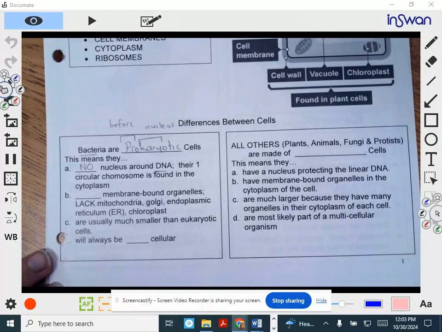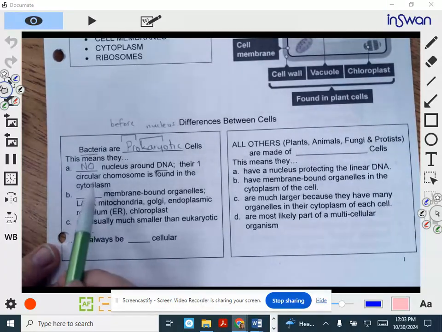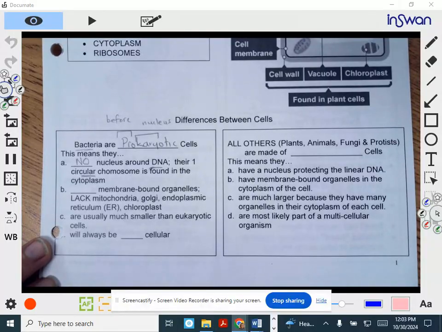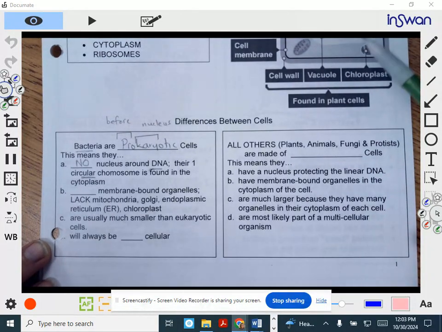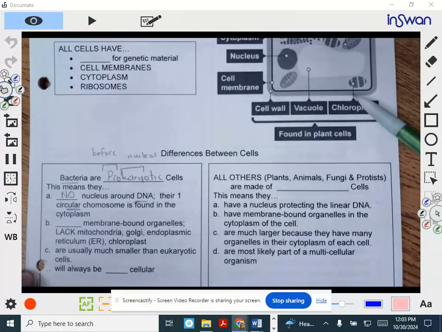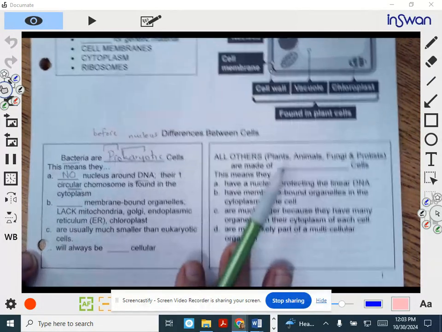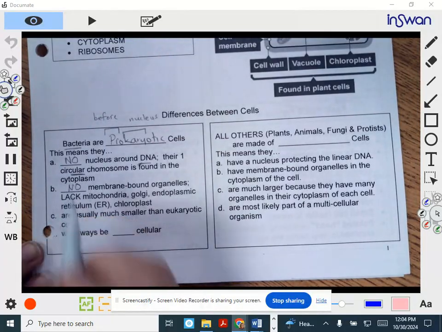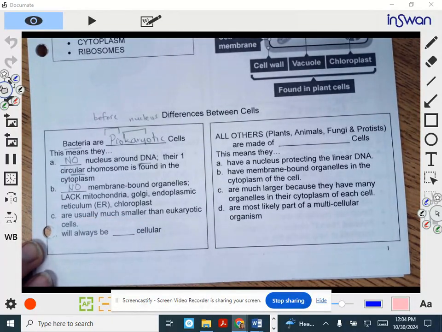Now as for their DNA, it looks a little bit different than ours. They have one chromosome. We have 46. But their chromosome is circular. Now, we also aren't going to see any of these membrane-bound organelles. We're not going to see chloroplasts inside of bacteria cells or rough ER or smooth ER. So we say that they lack, or they have no, membrane-bound organelles.